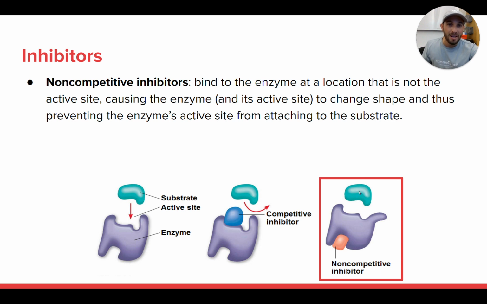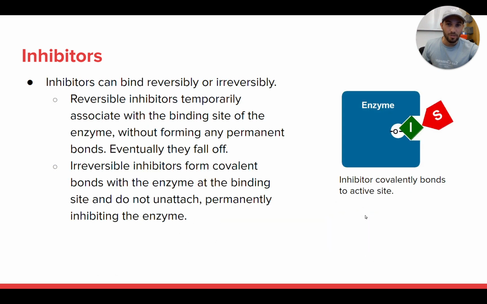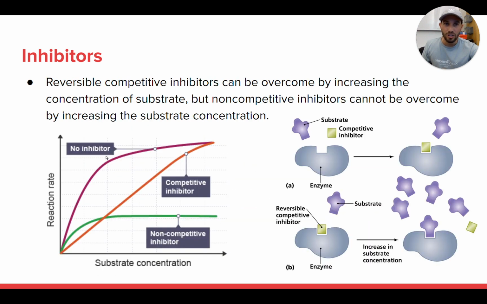And so it doesn't matter how many substrate molecules there are, because they're not competing for the same spot. Once this guy latches on to his own unique spot, that enzyme's not going to really work. And so adding more and more substrate is not going to really help the situation. So in this situation, you can't really overcome this inhibitor by adding more substrate. And that's what this graph is trying to show you here.